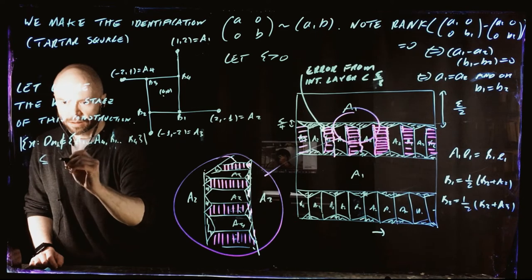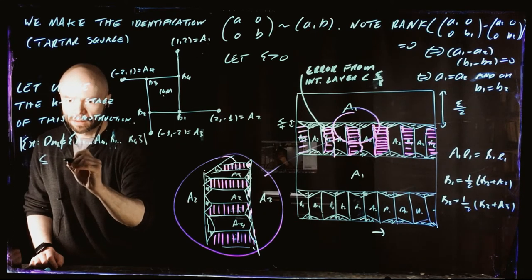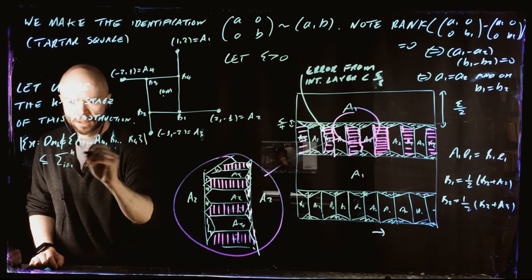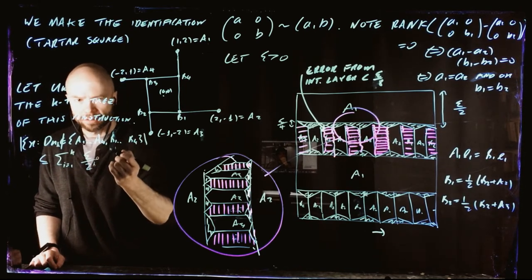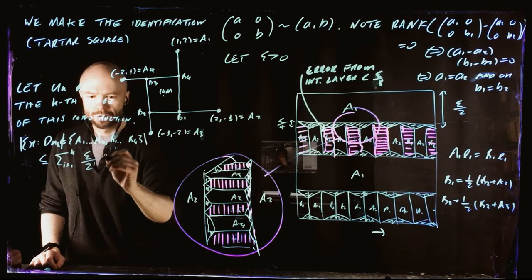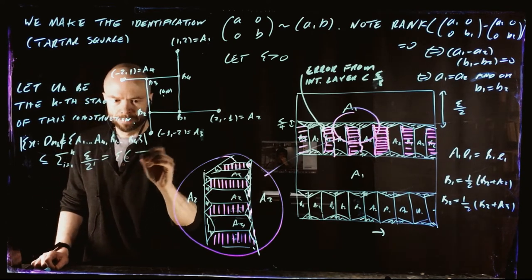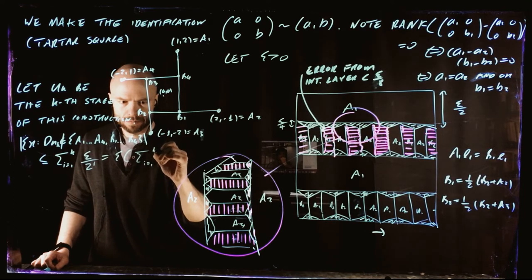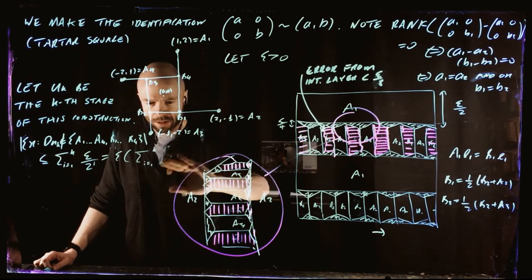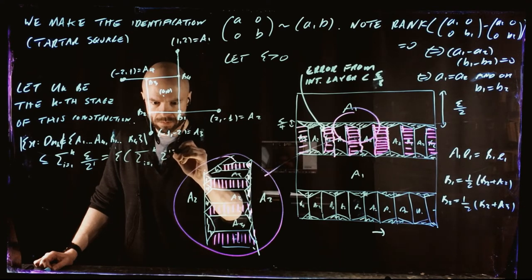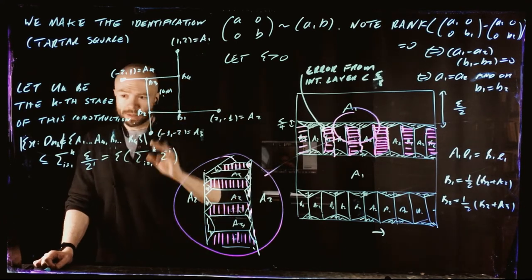Oops, uk. This is going to be less than the sum from i equals 1 to k of epsilon over 2 to the i, like this. No? And of course, we just factor this. Oops, 2 to the minus i. This is the point.